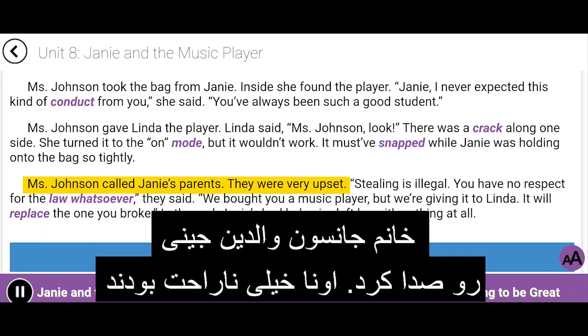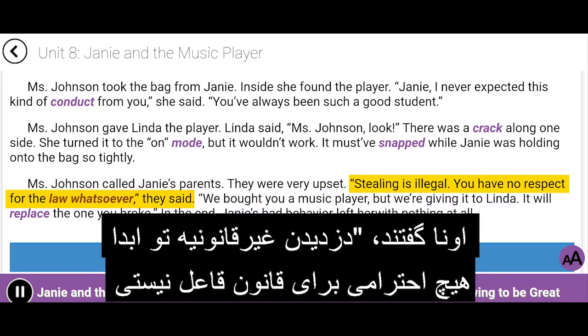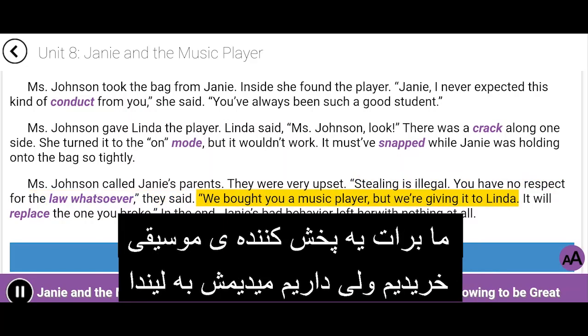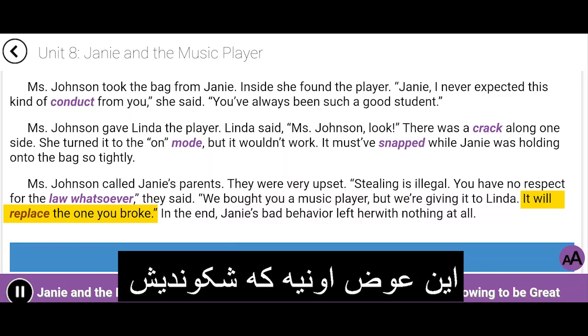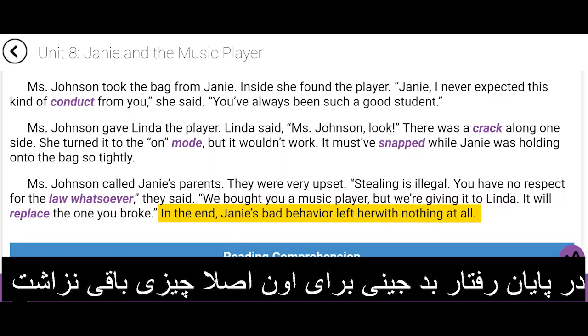Ms. Johnson called Janie's parents. They were very upset. "Stealing is illegal. You have no respect for the law whatsoever," they said. "We bought you a music player, but we're giving it to Linda. It will replace the one you broke." In the end, Janie's bad behavior left her with nothing at all.